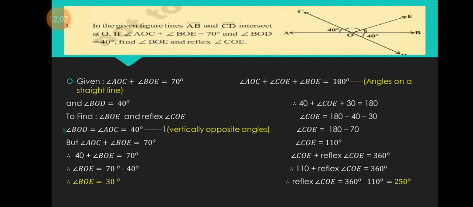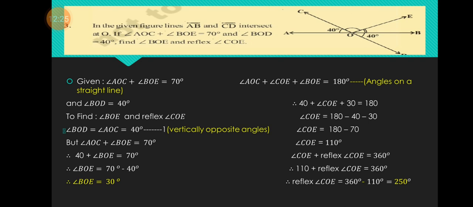40 plus angle BOE is equal to 70. So angle BOE is equal to 70 minus 40. Angle BOE is equal to 30 degrees. These are all very easy. Only thing you should understand. Now see all the angles.